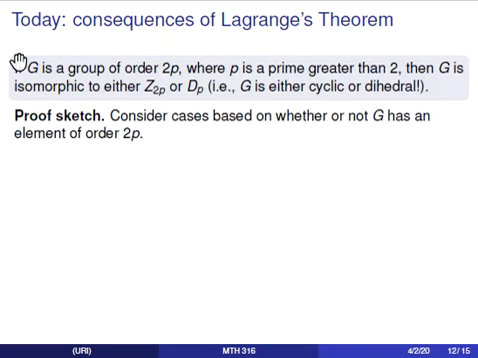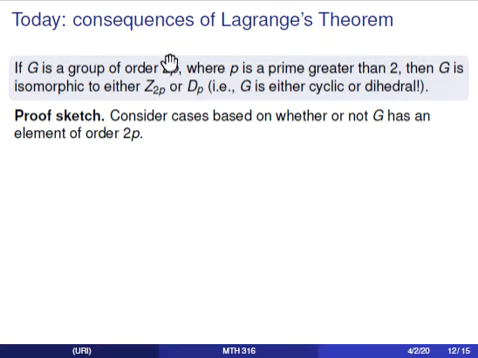This turns out to be a true statement, and we prove it by looking at cases. First, we take a look at whether or not G has an element of order 2p. Now, if G does have an element of order 2p, then that means that it's cyclic, right? That means the entire group would be generated by that element, and it would have to be a cyclic group. Okay, so that was an easy case. Our next case would be that there are no elements of order 2p.